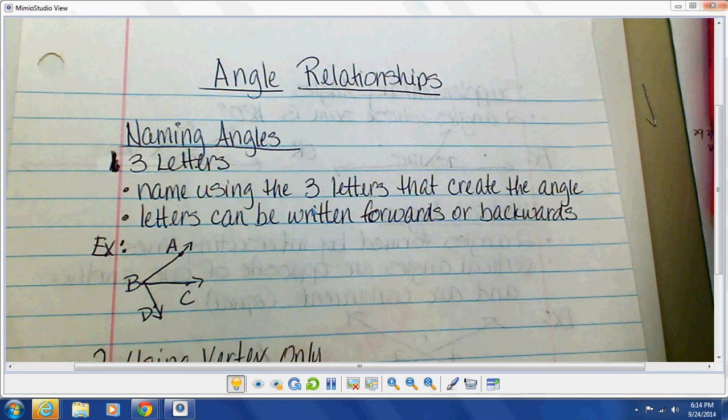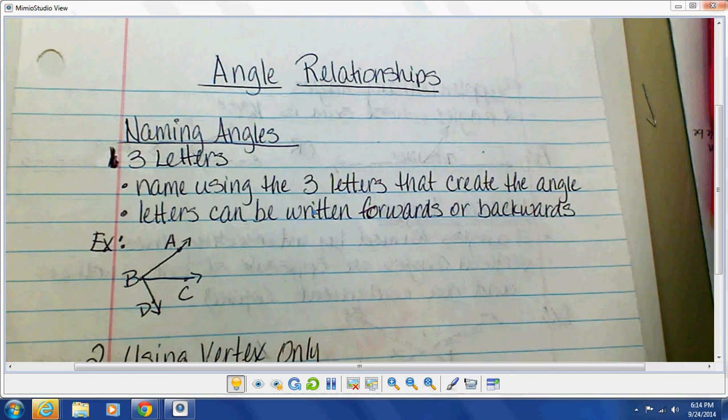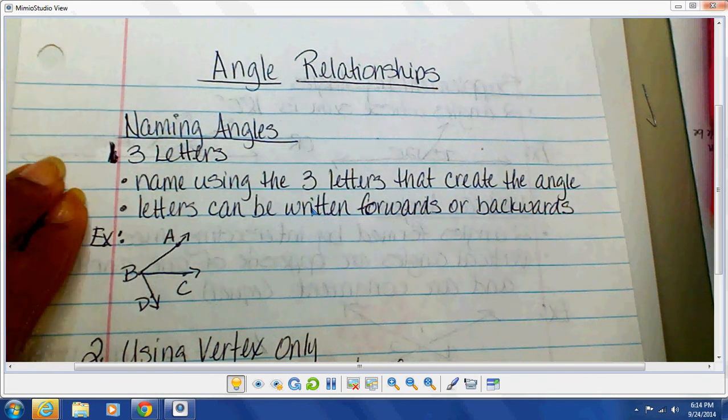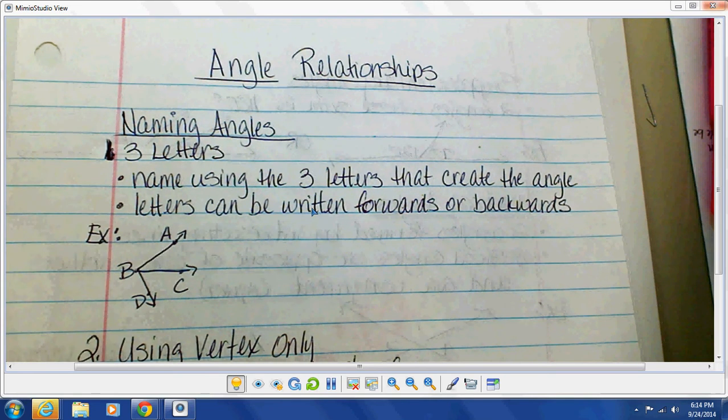Okay, we're first just going to start off with some basic information that you should remember from previous years. We're going to talk about naming angles. There's a couple of different ways that you can name angles. The first way is we use three letters. So we're going to use three letters that make up the angle. And we have to name using the three letters that create the angle. And we can also do the letters forwards and backwards. So I'll show you what that means.